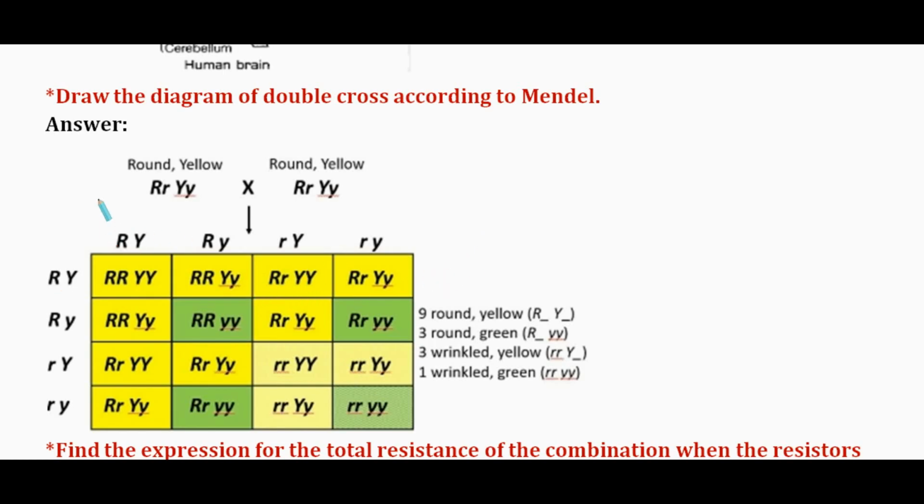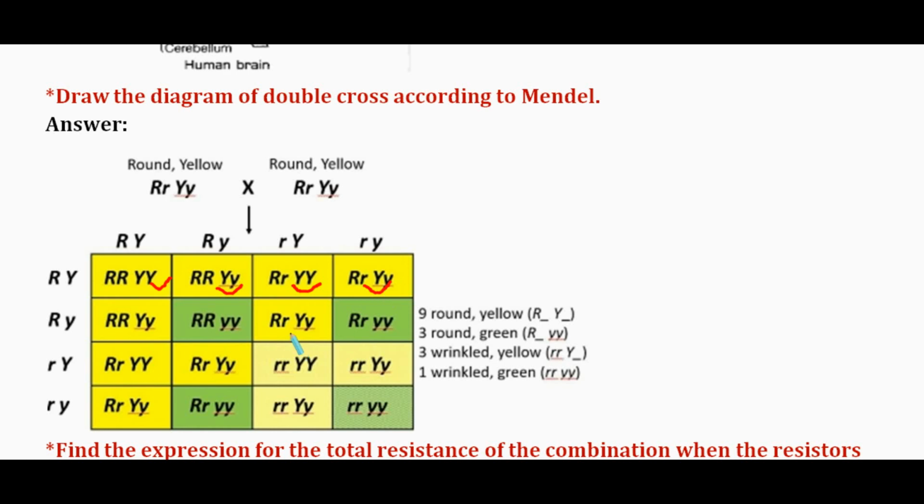Now, capital R round shape is dominant and capital Y yellow color is dominant. So the phenotype of round and yellow is: this is round yellow, this is round yellow, this is round yellow, because capital R represents round and capital Y represents yellow.